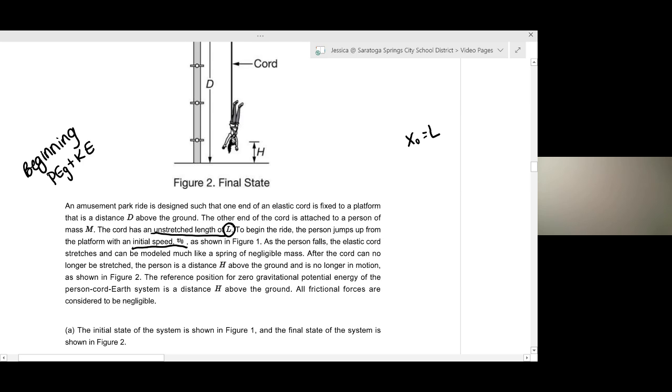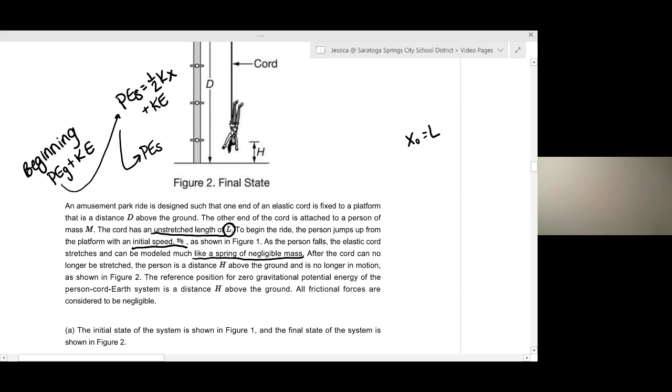As the person falls, the elastic cord stretches and can be modeled like a spring. So we are going to have some spring potential energy involved in this problem. So it's looking like some of this gravitational potential energy is going to convert to spring potential energy and some kinetic energy as we fall. And then when we reach the bottom, we will likely just have spring potential energy.